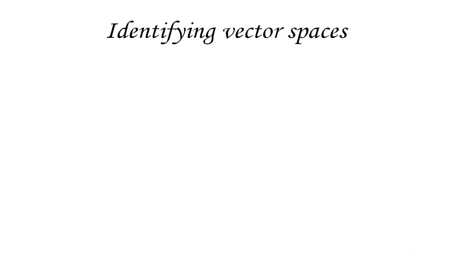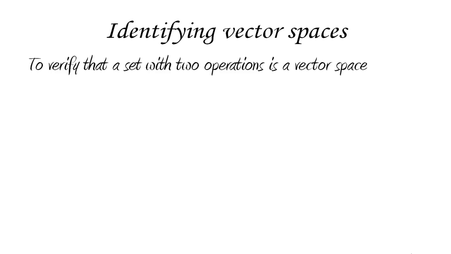Well, of course, first of all, in order to verify that a set with two operations is a vector space, we need to make sure it is a set and it has two operations. If we don't have one of those two things, then we can't even start. But assuming that we do have a set and two operations defined on it, what do we do next?